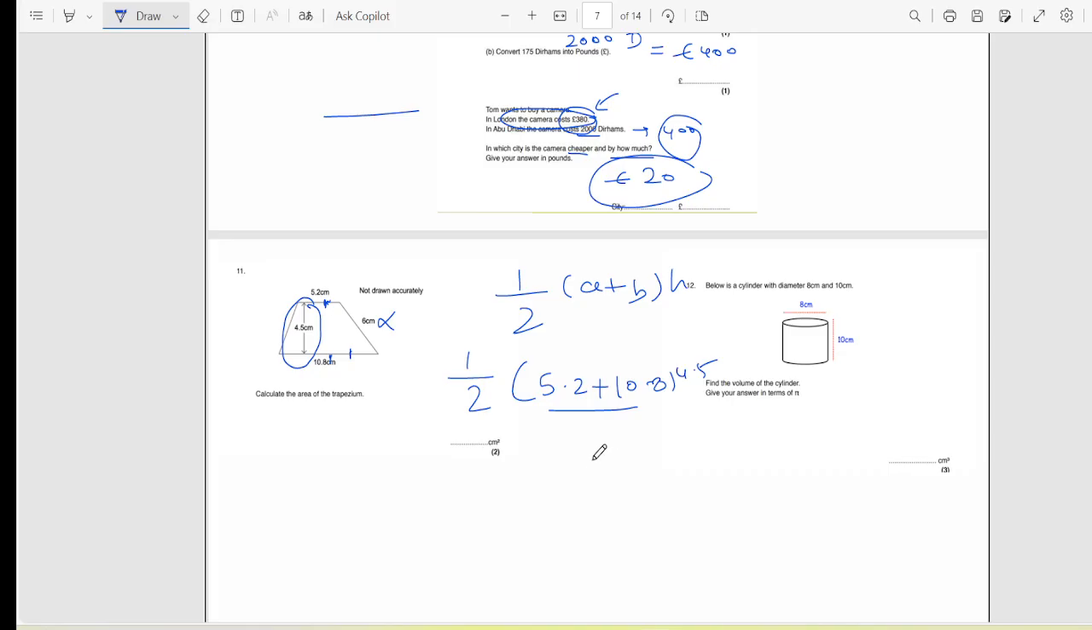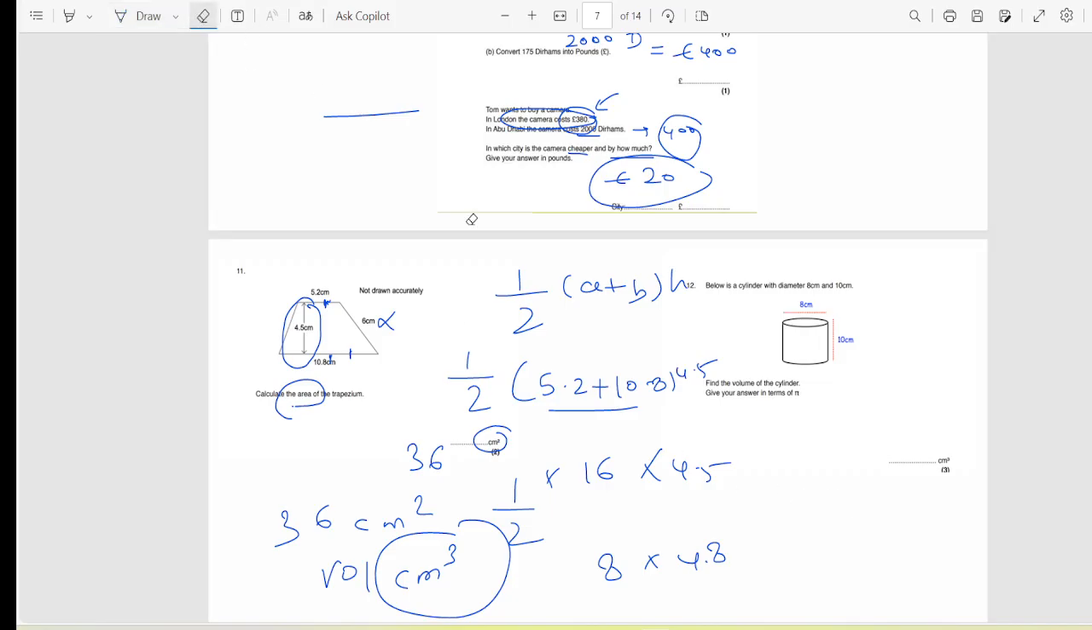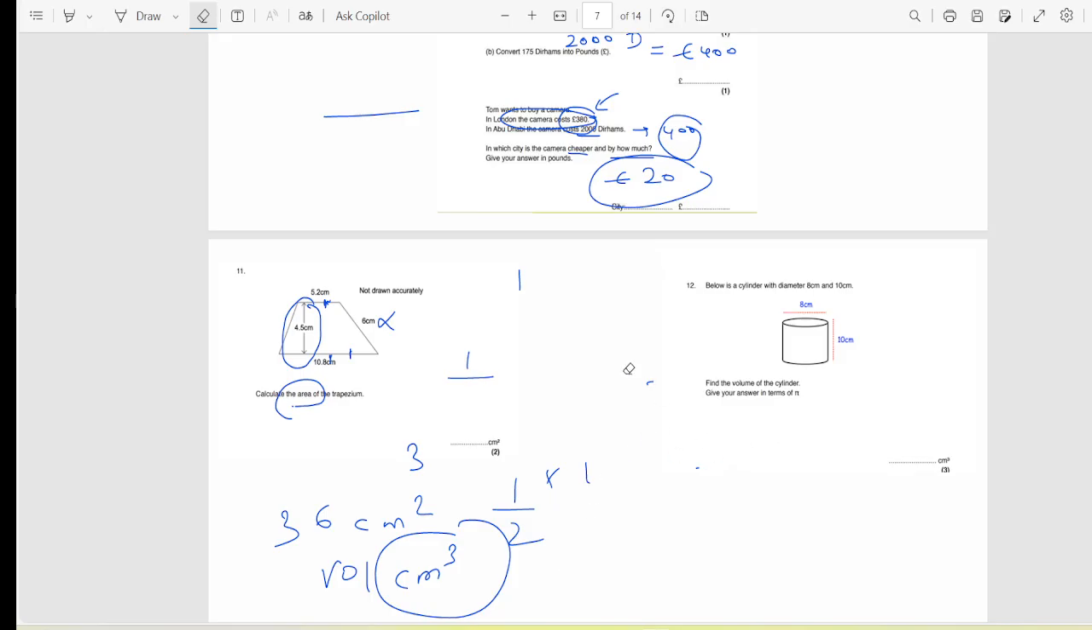So if I add these two, I'll get 16, and half of 16 times 4.5. This is 8. 8 times 4.5 would give me 36 centimeter square, because this is area, so always put square with area. With volume we put cube, centimeter cube, suppose in this question if they ask volume, and for perimeter we just put centimeter, because that's one dimension. Okay, next question, let me just erase it.